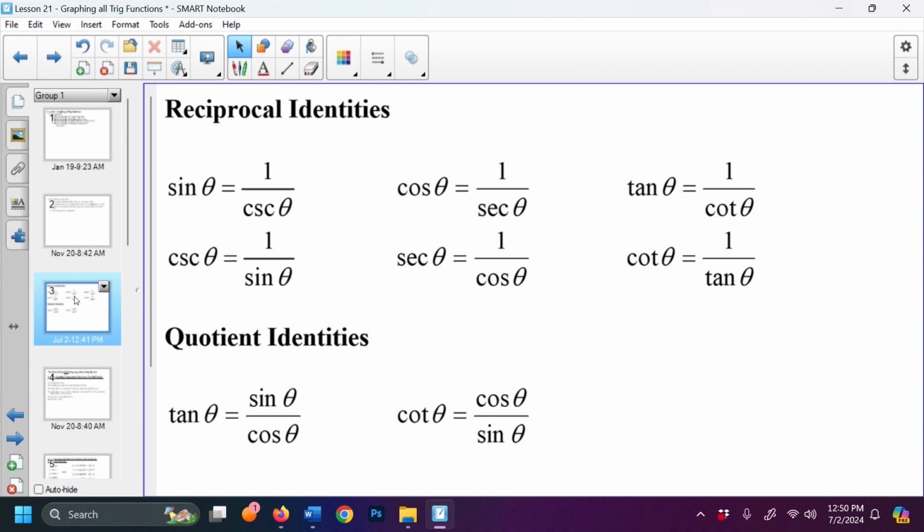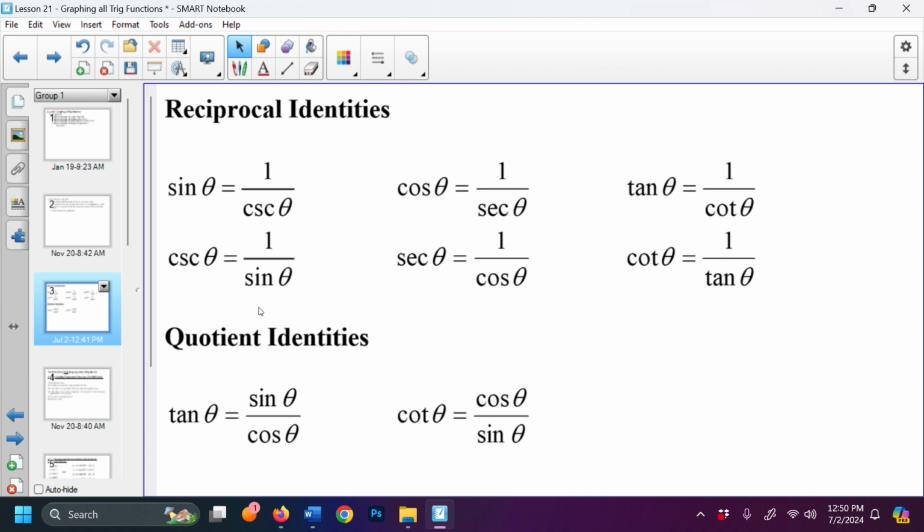I pulled this off of the trig identity cheat sheet. Cosecant is defined as 1 over sine. Secant is 1 over cosine. Tangent can be defined as sine over cosine, and cotangent can be defined as cosine over sine.